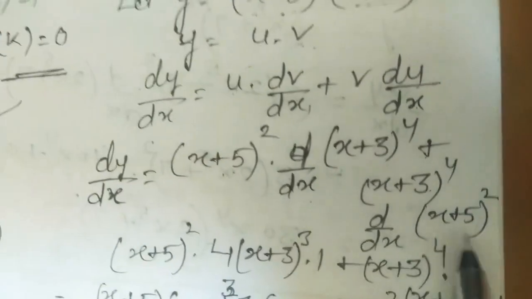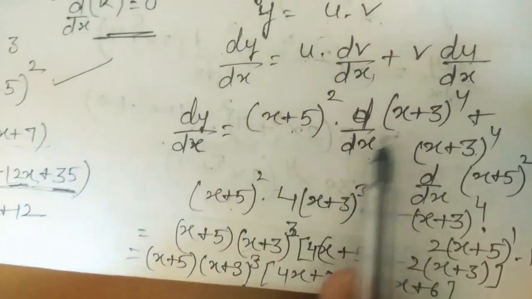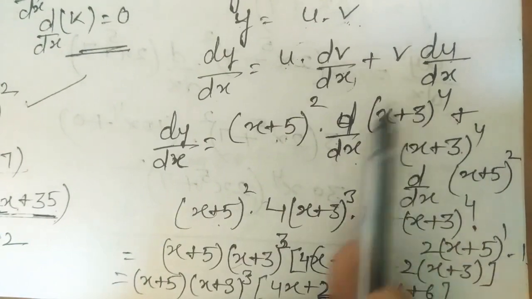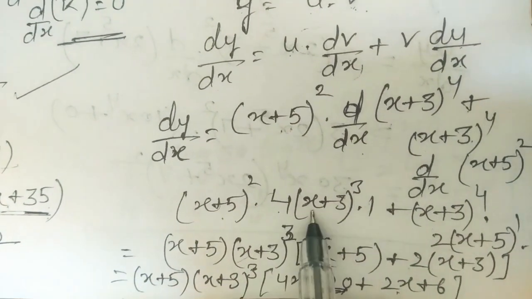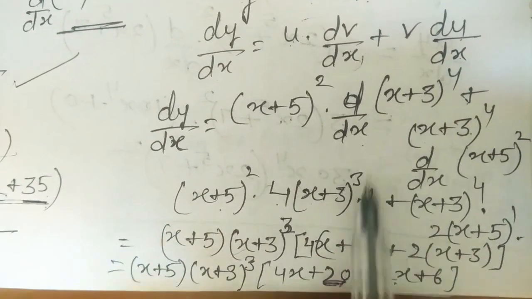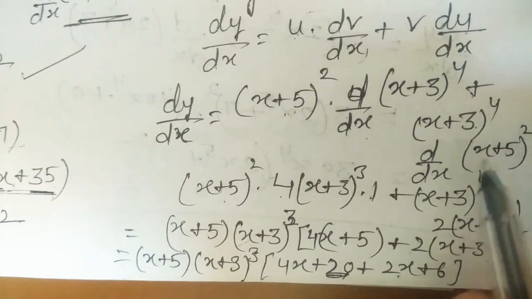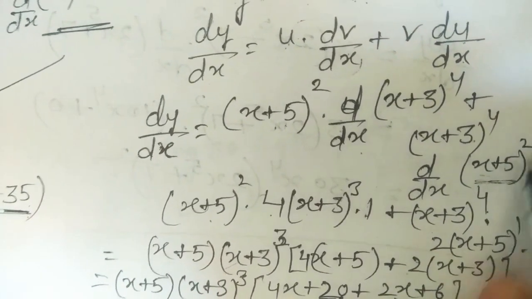Derivative of (x plus 5) whole square. Okay. Now (x plus 5) whole square as it is. What is the derivative of this? By the (ax plus b) power n formula, the power comes ahead, (x plus 3) power 4 minus 1, into the coefficient of x. The coefficient of x is here 1, plus (x plus 3) whole power 4 as it is. What is the derivative of this?